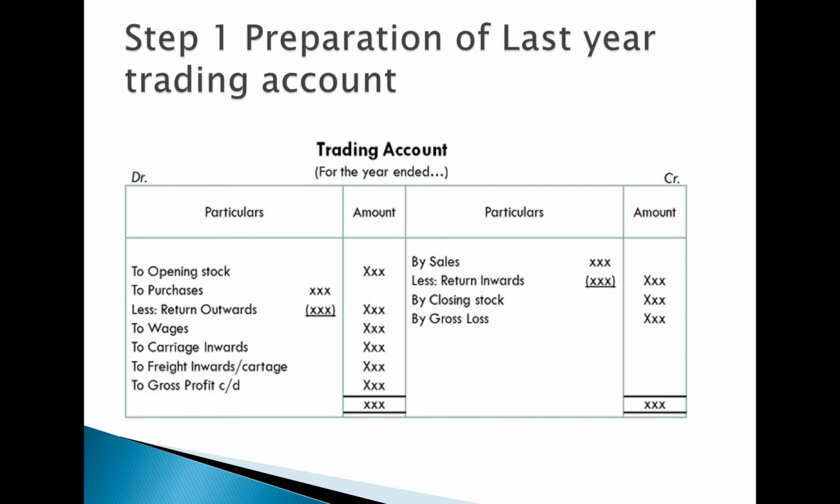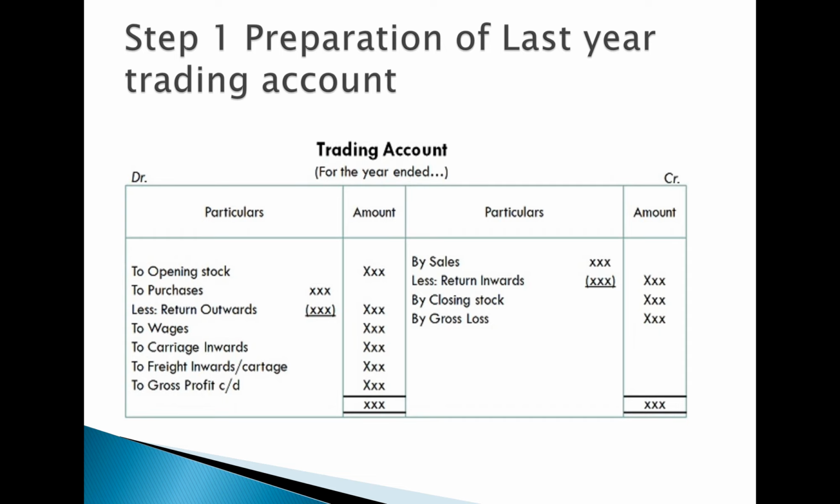The data will be given, and as per the data we are supposed to prepare the last year trading account. The last year trading account will be prepared to identify the gross profit which the company earned in the last year. The main purpose of preparing the last year trading account is to identify the gross profit of the company. And as we know, the trading account is prepared to calculate the gross profit of the company, where it records only the information which is related to trading.